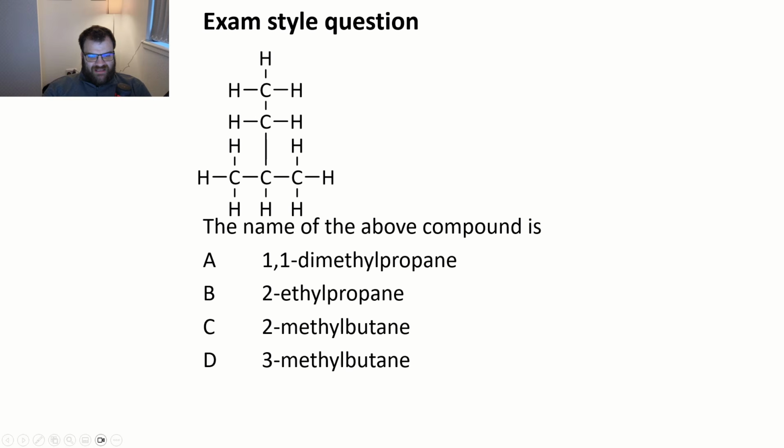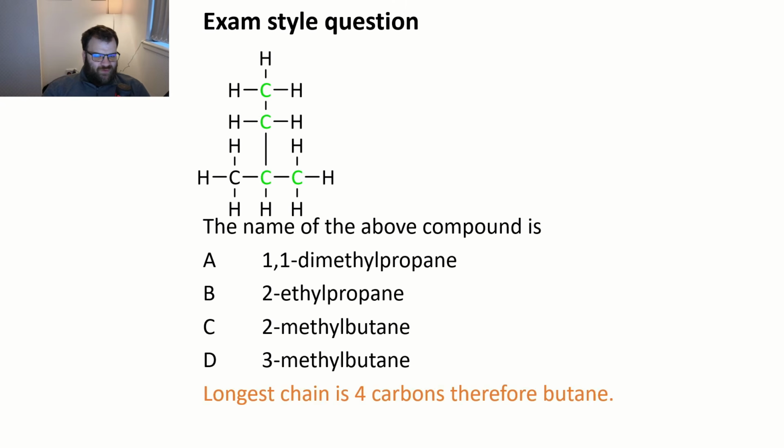Now we're going to look at exam style questions. In this first one, job 1, find the longest chain of carbons. Now you might have been lured in by the 3 at the bottom. Well, in fact, we can have 4 carbons in the longest chain. That puts it down to either C or D. What else do we have? We have a branch coming off.